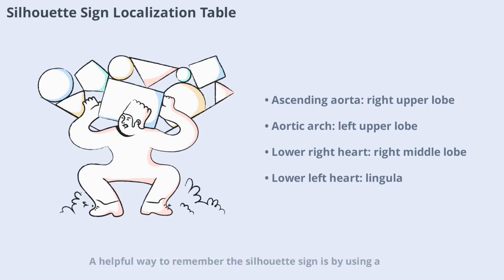A helpful way to remember the silhouette sign is by using a table that matches lost soft tissue shadows to the location of lung pathology. For example, if the ascending aorta's shadow is lost, the right upper lobe is affected. If the lower left heart border is obscured, the lingula is involved. This systematic approach helps pinpoint where disease is located within the lungs, making diagnosis more precise.